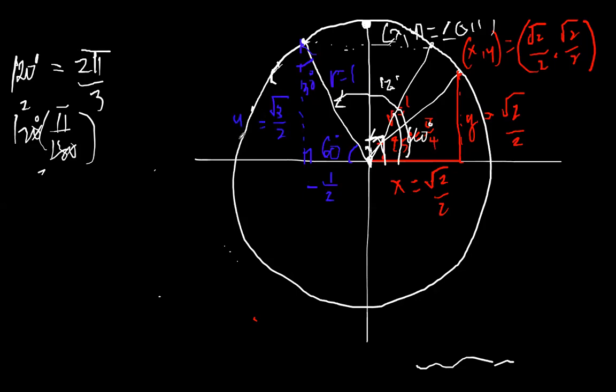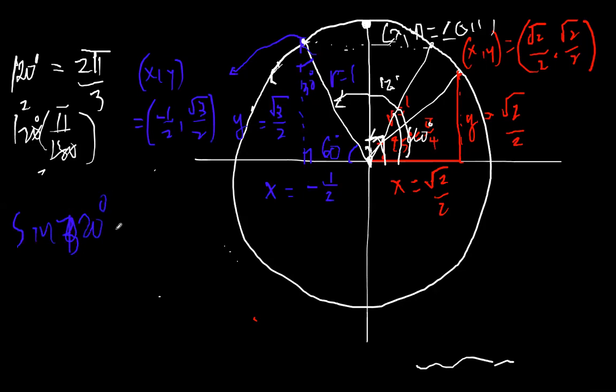Now, this is the y. This is the x. Since y here is above the x-axis, therefore y is positive. That's why this point xy is equal to negative 1/2, square root of 3 over 2. That's why, class, sine 120 degrees is equal to what? Sine is y. It's just equal to square root of 3 over 2. And cosine 120 degrees is equal to negative 1/2.